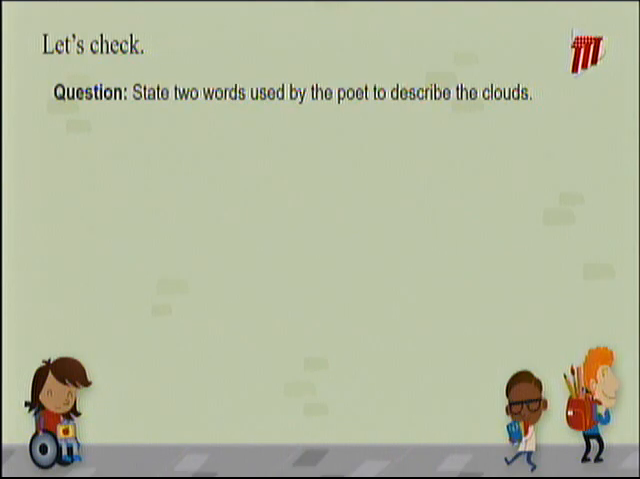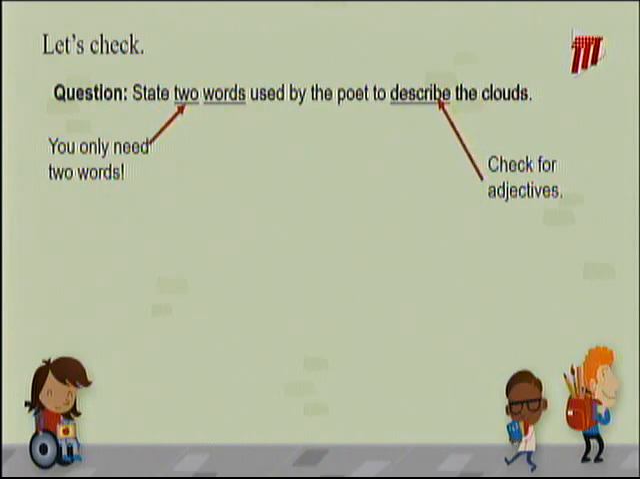This question asks us to state 2 words used by the poet to describe the clouds. Remember, the question only asks us for 2 words, and these words must be used to describe the clouds. You only need 2 words, and the word described tells us that we are looking for words that are used to describe clouds. Clouds are nouns, so we are looking for adjectives. Let's go to our poem and look for our adjectives.